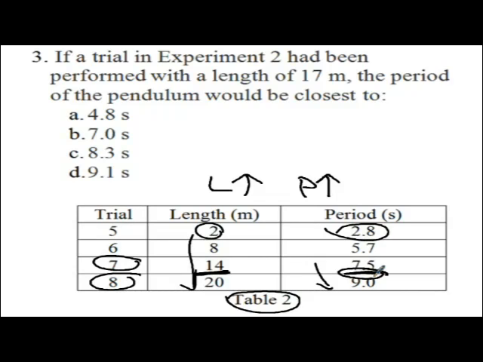So take a look at your answers. Letter A, 4.8 seconds. We can rule that one out right away because it's less than 7.5. Letter B, 7. It's less than 7.5, so we can rule that one out. C, 8.3. That's in between 7.5 and 9, so that one's sounding pretty good for now. And then letter D, 9.1. 9.1 is greater than 9.0, which was 20 meters in length. So D we can rule out. So the period would be closest to about 8.3 seconds.